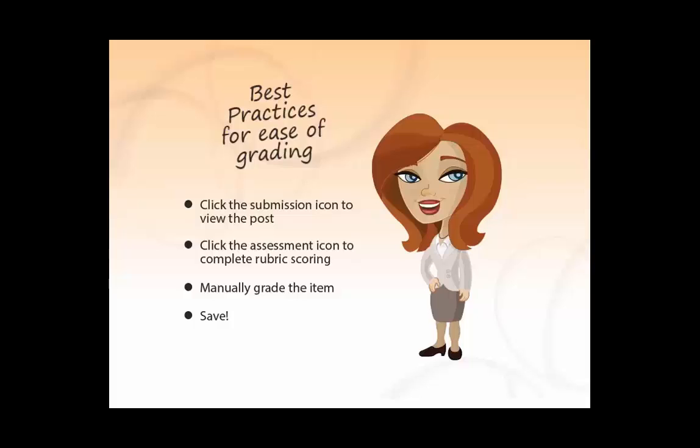Let's take a moment to review the process. From the gradebook, click the submission icon to view the post. Once you're done, click the assessment icon to complete the rubric scoring. Remember the overall score to manually grade the item and save. With that, the item is graded and ready for the student to review.